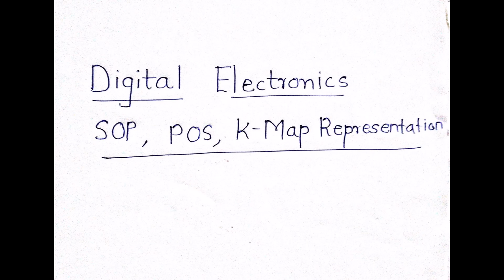Please understand this video very well because this is the prerequisite for K-map. K-map forms a very important part of digital electronics. It helps you in reducing the Boolean expressions, the given functions. It's one of the most important tools. So in order to understand K-maps, you need to know SOP and POS. Hence, I'm going to explain those terms in this particular video.